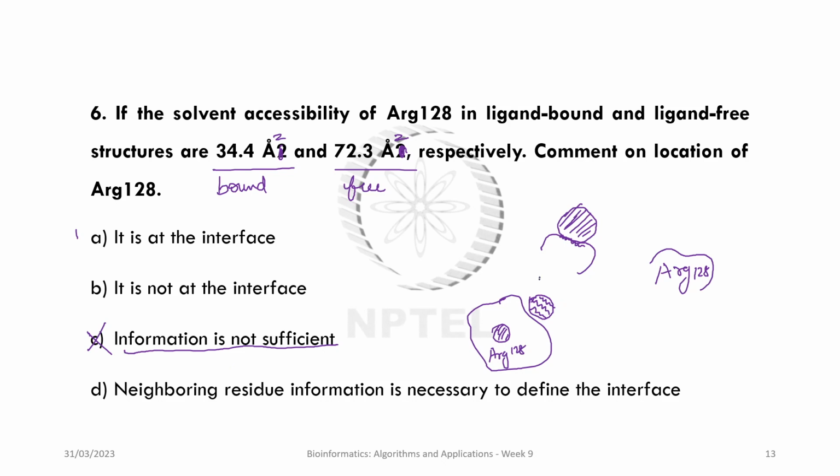So if this were the ligand, then its binding or not binding will not change the solvent accessible surface area of arginine, right? So the moment arginine has a drastic difference in its accessible surface area in the bound and non-bound conformations, it means that it is at the interface, and not at the interface is wrong. Similarly, neighboring residue information is necessary to define the interface is not necessary. Therefore, the right answer, as Nagamani pointed out, is option A.